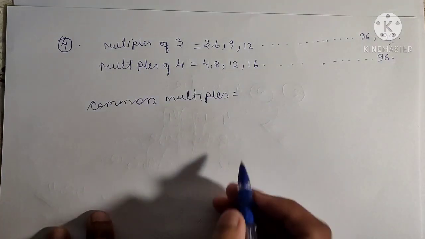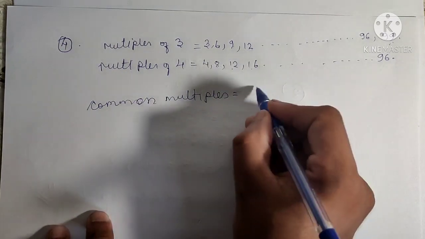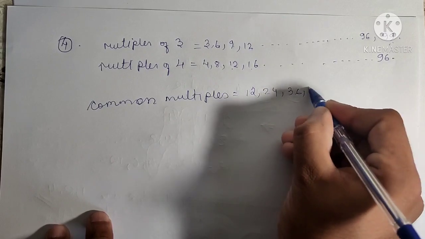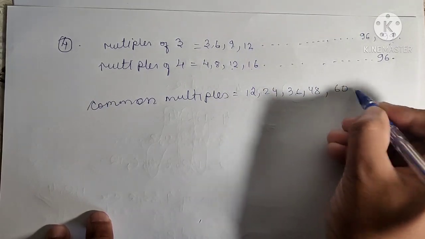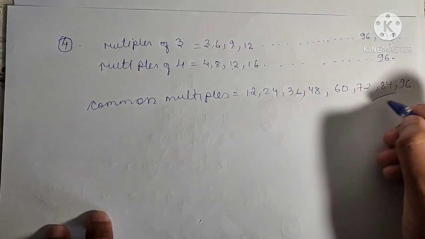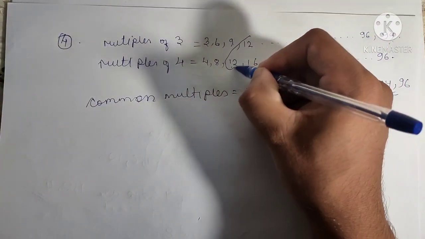Okay, so see, you have to find the common thing. See 12, in that way you have to start. If you go through, you will find that 12, 24, 36, 48, 60, 72, 84 and 96 will be the common multiples of 3 and 4.